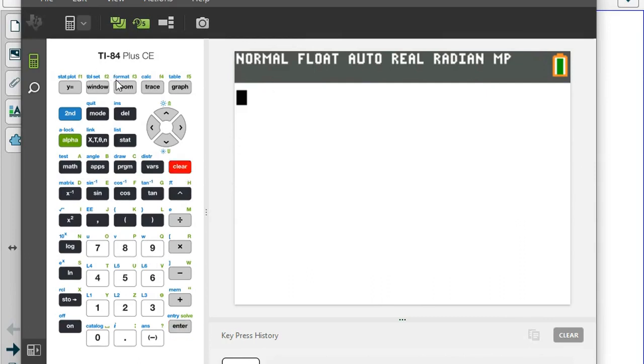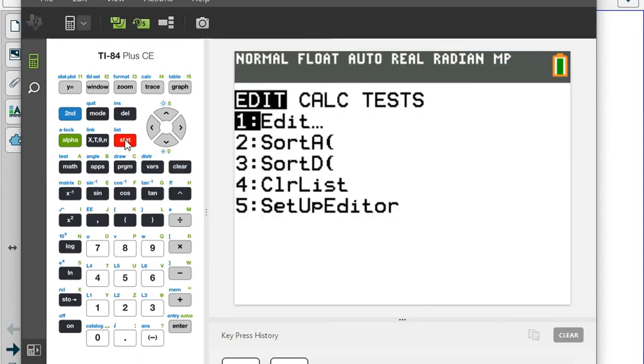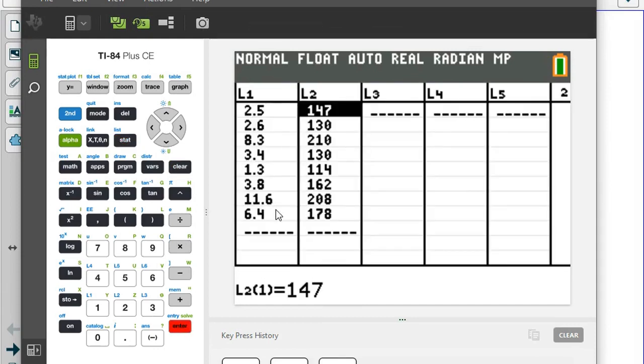Okay, so if we're going to do this and we want to type these values in, the way that you do this is you hit the stat button and then you go to edit. Stat, then edit. And then you type in all of these values. It's asking you to use pollution index as the X and deaths as the Y. You type them in as ordered pairs. So 2.5 goes with 147, 2.6 goes with 130, 8.3 goes with 210, and so on.